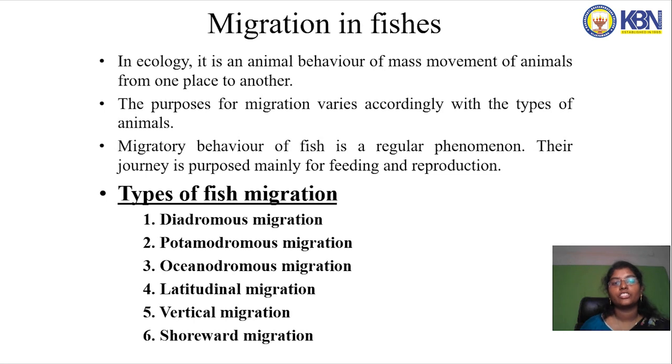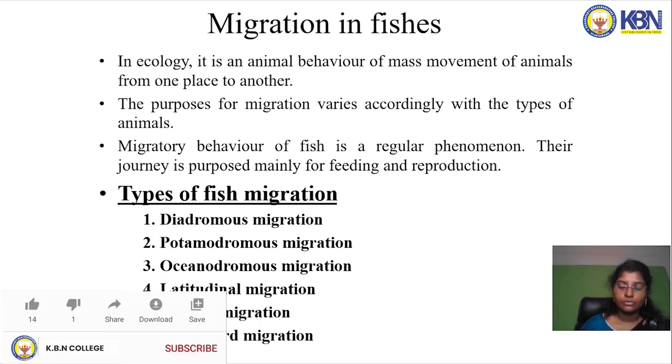Next, migration in fishes. In ecology, it is an animal behavior of mass movement of animals from one place to another place. What is migration? Movement from one place to the other place is called migration. In this, we can observe that fishes migrate from one place to the other based on different phenomena. The purpose of migration varies with the types of animals. Migratory behavior of fish is a regular phenomenon. Their journey is purposed mainly for feeding and reproduction. Types of fish migration: diadromous migration, potamodromous migration, oceanodromous migration, latitudinal migration, vertical migration, and shoreward migration.